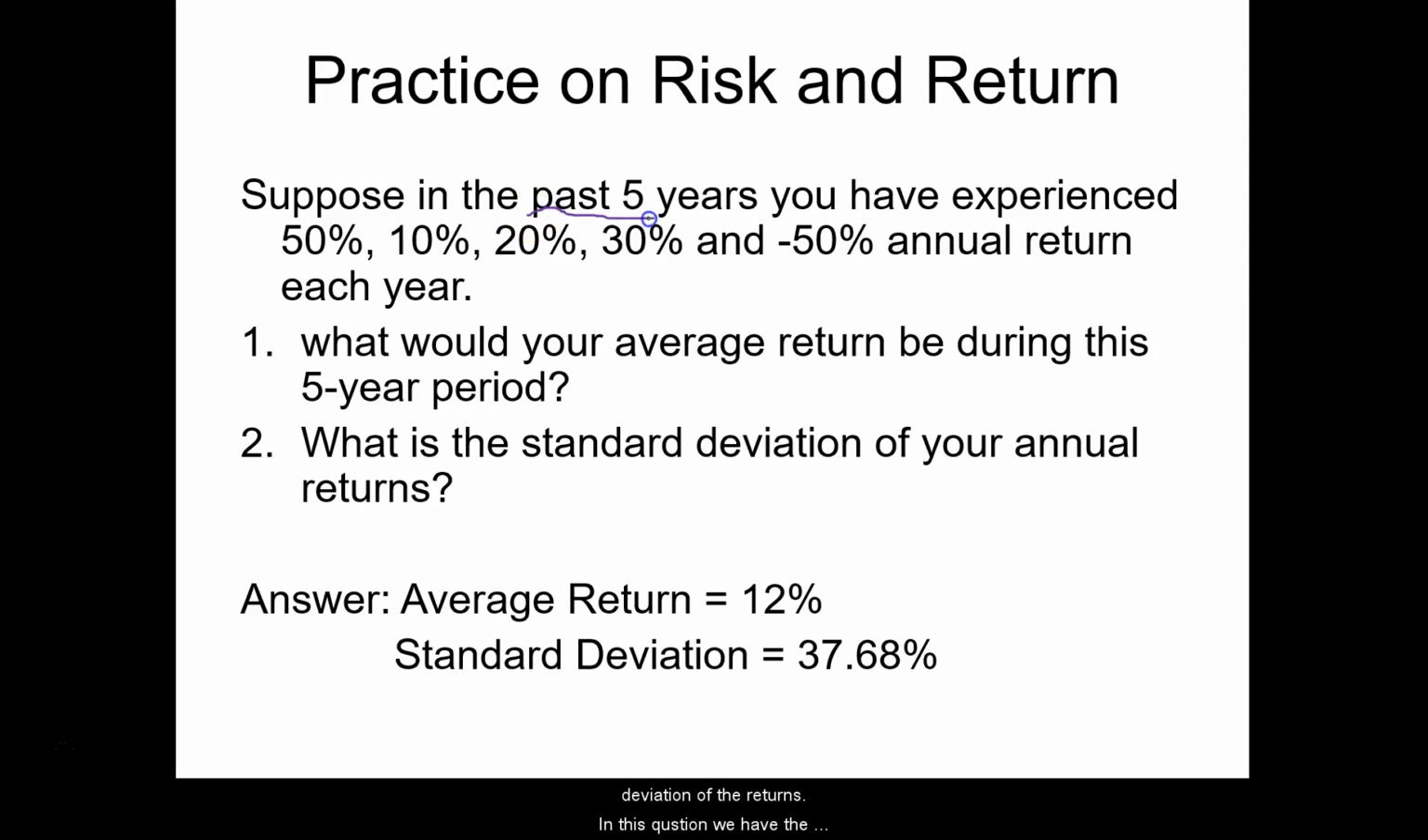In this question, we have the data from the past 5 years, and the return every year is given like these. And so the first thing to do is to calculate the average return, where you just add up the 5 numbers and divide it by 5, and you would get 12%.